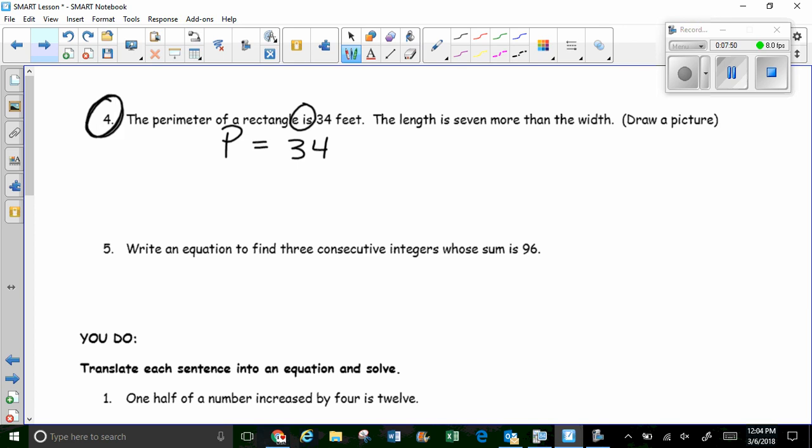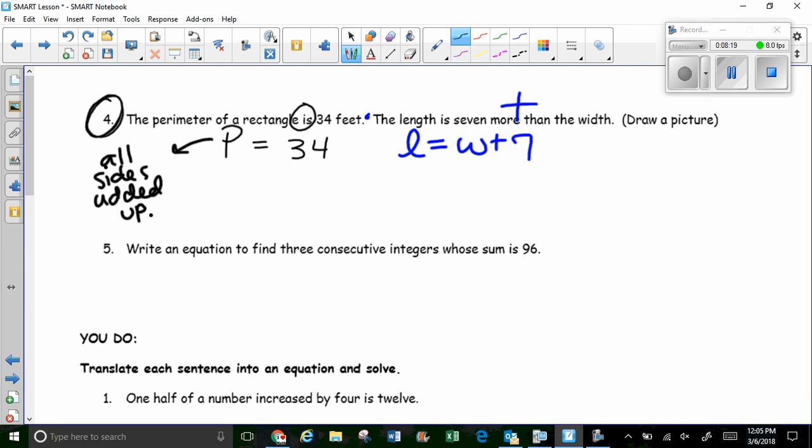The next sentence is a different equation. So now I'm going to read: the length is 7 more than, that's plus, the width, so that's going to be W plus 7. A couple ways to go about this. I like to draw a picture. Keep in mind the perimeter is all sides added up. And you should be somewhat familiar with that.